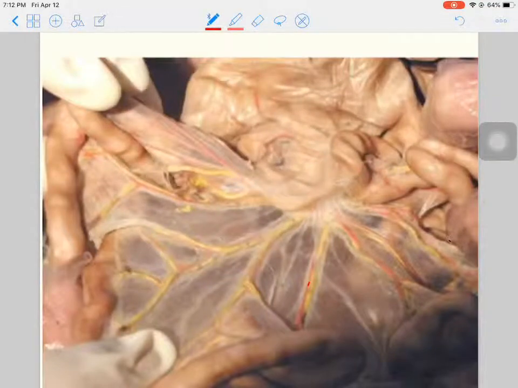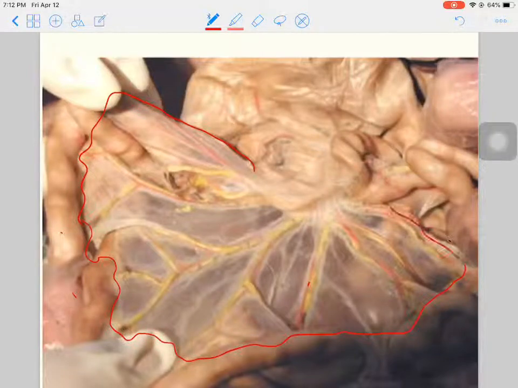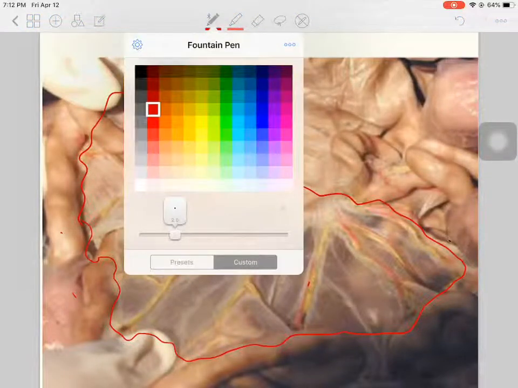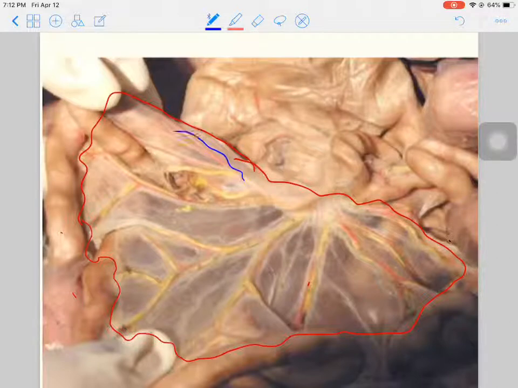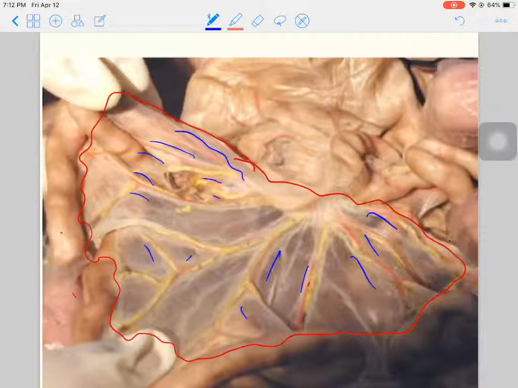This is the mesentery. This is the small intestine. We can see that the mesentery comprises blood vessels. These are the reddish blood vessels, and these are the nerves, and they also have lymphatics.